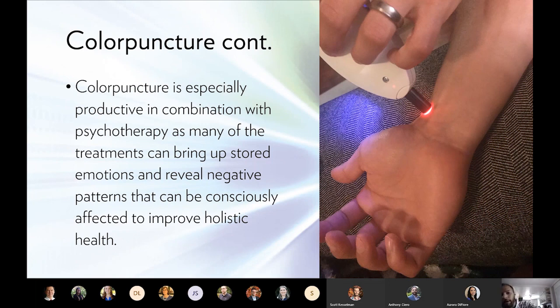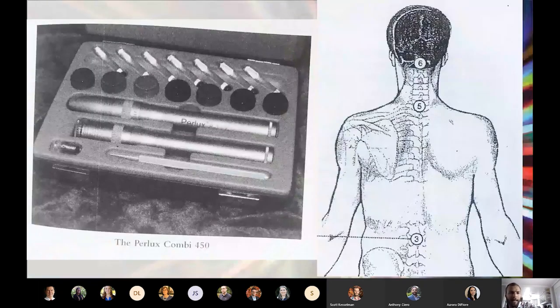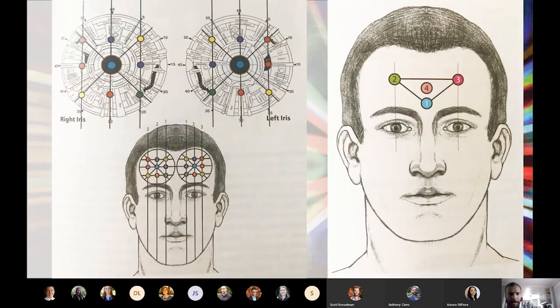This is a picture of my color puncture tool. On the next page, I'll show you the official one. I have one from another provider, but mine just cycles through all the different colors. The official one is a light, and you insert glass rods to use all the different colors, and there's even more than that. This is a picture of how the treatments will be shown. So it'll give you a color to put on certain points for a certain amount of time.